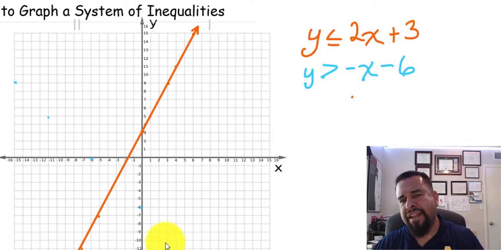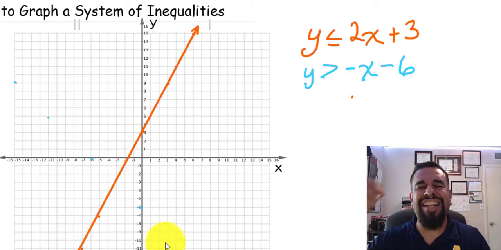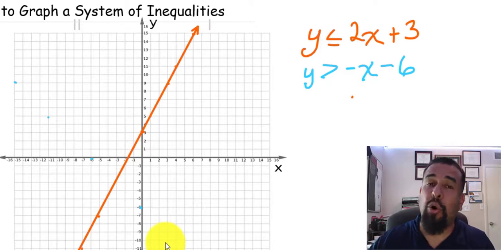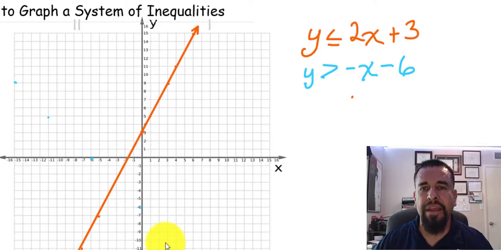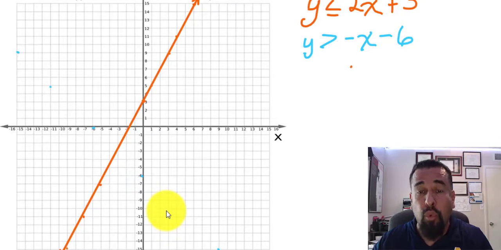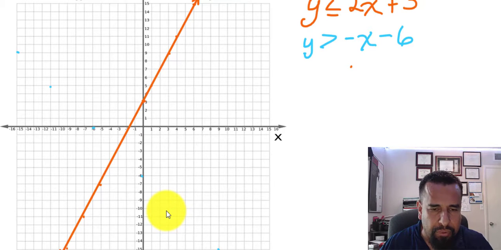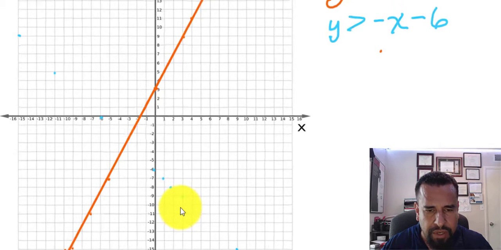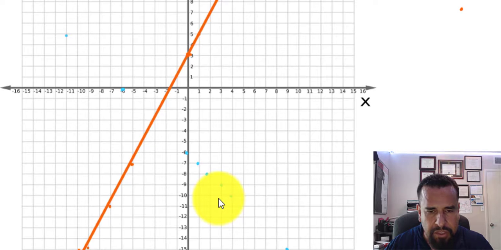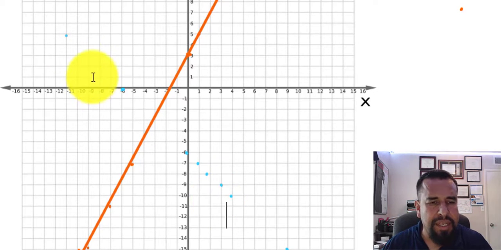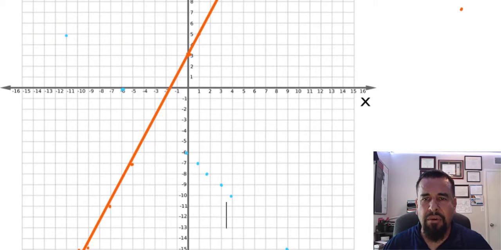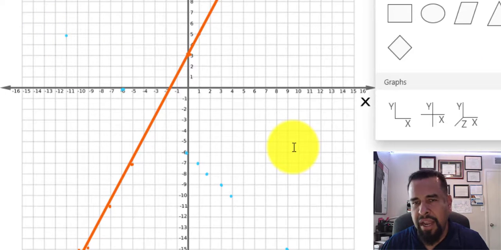Next, look at the growth. It's a negative value. That means it's going to be going down, okay? So it has a growth of -1 because that's actually a -1 over 1. So from that point, I can move down 1 over 1, down 1 over 1, down 1 over 1. So that's how it's going to go. As you can see, I already put some points in there. So now let's go ahead and draw our line.